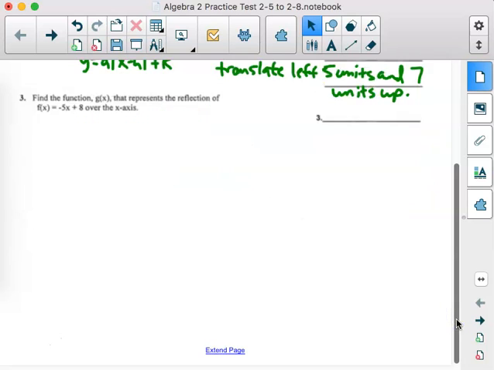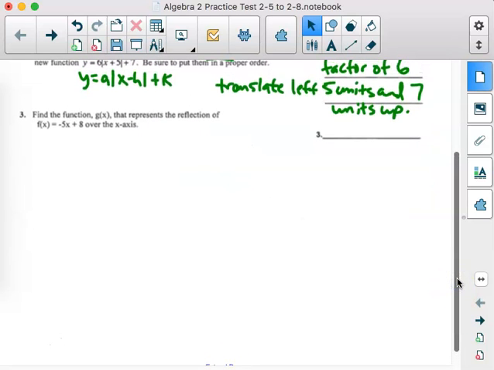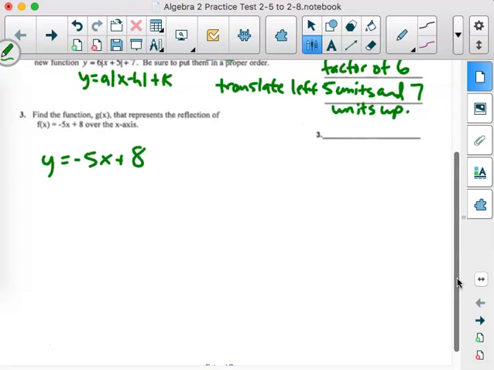Alrighty, number 3. Find the function g of x that represents the reflection of f of x equals -5x plus 8 over the x-axis. Oh, well, f of x is just y. So if I want to reflect over the x-axis, what do I have to make negative?